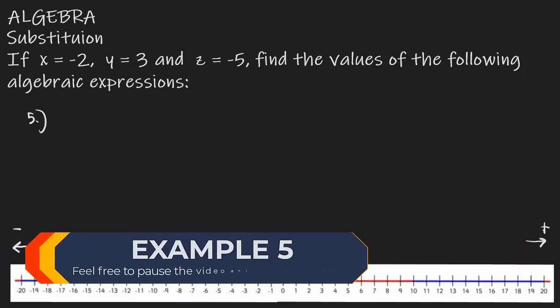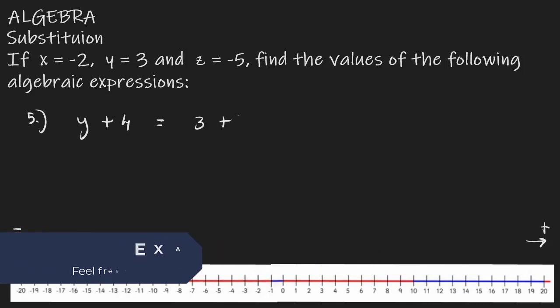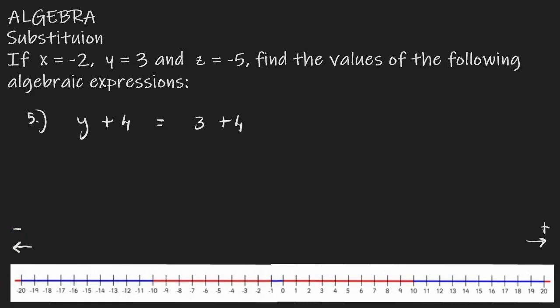Number 5, y plus 4. The value of y is equal to 3 plus 4. So my starting point is at +3, and I'm adding +4 to 3. I'm jumping 4 spots to the right. So I have 1, 2, 3, 4. I land on +7. So 3 plus 4, that is equal to +7. Answer.